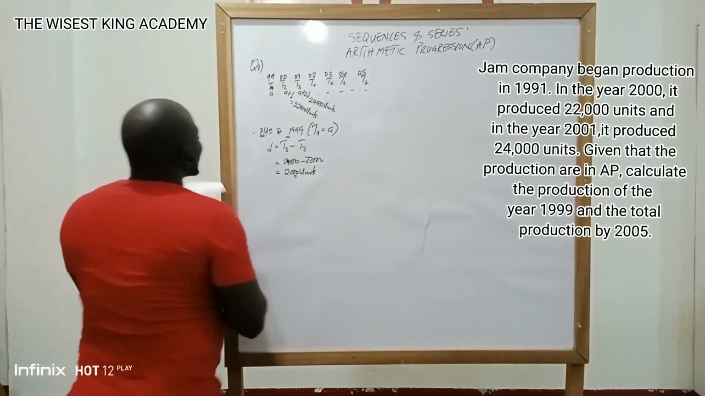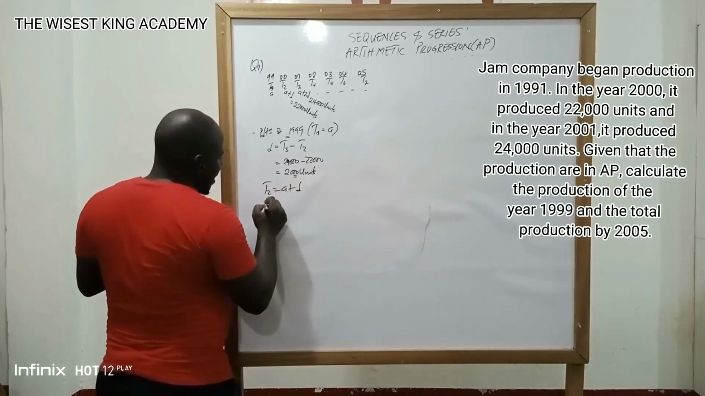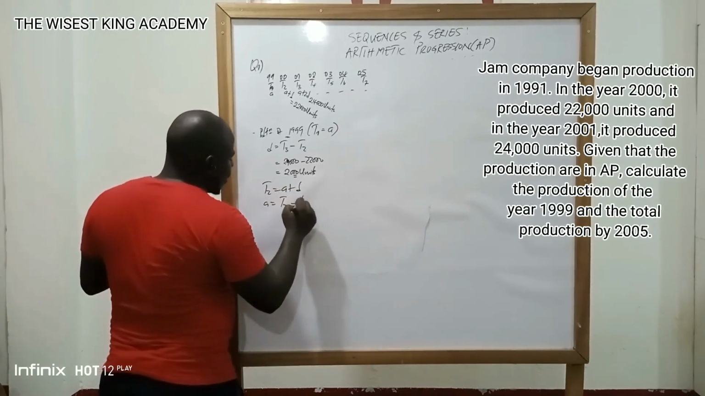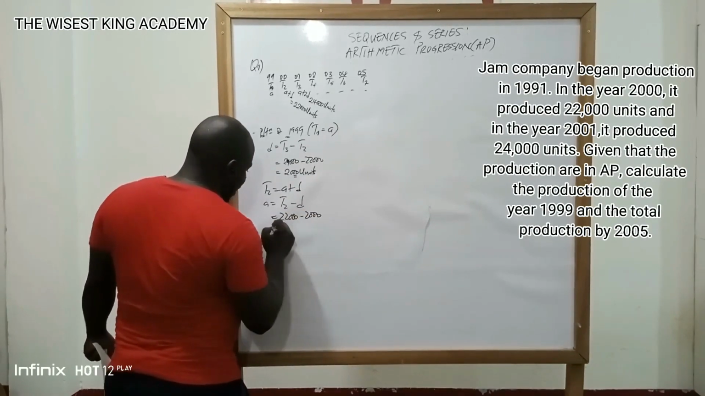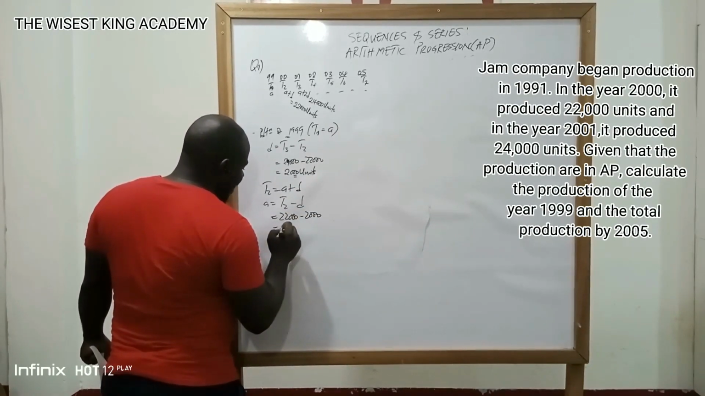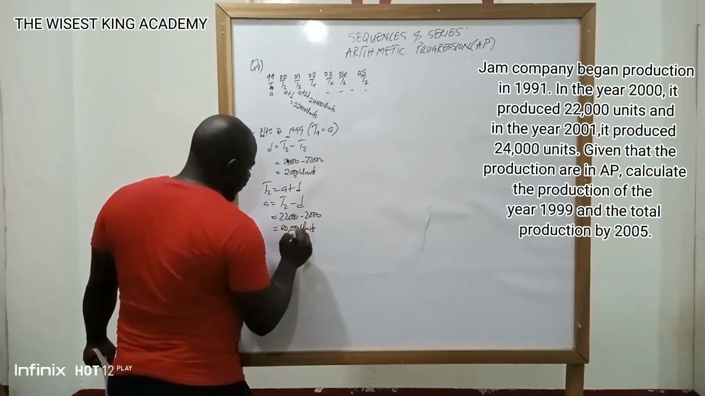Now with this, don't forget that T2 is equal to A plus D, meaning A will be equal to T2 minus D, which will be 22,000 minus 2,000. So the production of the year 1999 is actually 20,000 units.